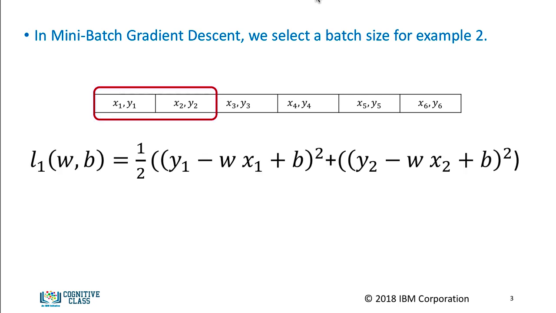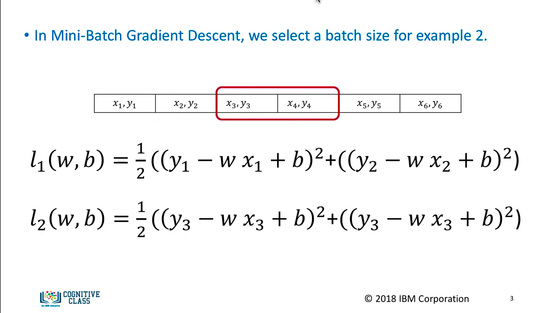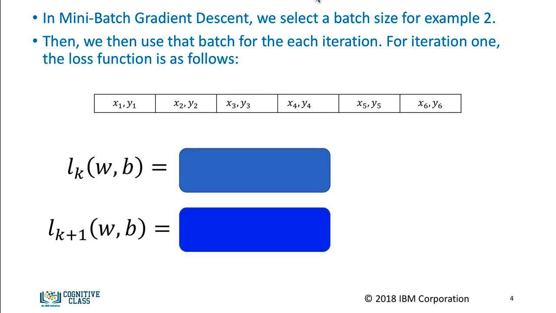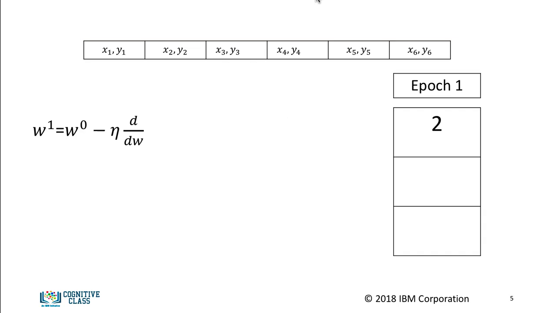We'll use the first 2 samples to approximate our total loss or cost function. Then we use the second 2 samples to approximate our total loss or total cost function. Let's use different colors to represent the different loss functions obtained through each iteration of mini-batch gradient descent. Just a little note, when our batch size equals 1, we're actually doing stochastic gradient descent. So let's start off with a batch size of 2.